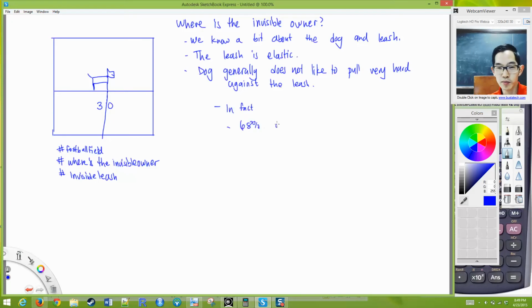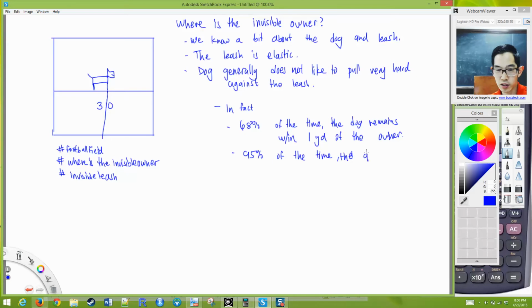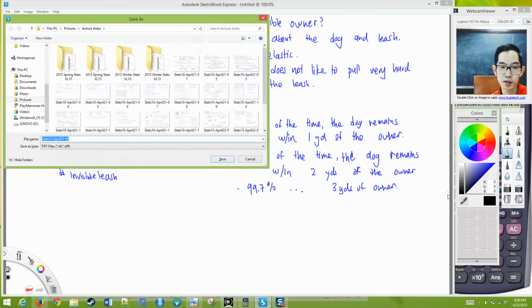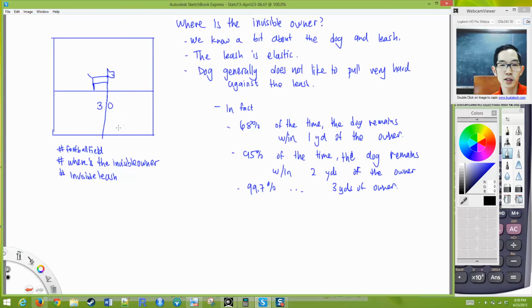In fact, 68% of the time, the dog remains within 1 yard of the owner. Okay, and 95% of the time, the dog remains within 2 yards of the owner. Okay, and 99.7% of the time, within 3 yards of the owner. Okay. All right, so based on this, if we see the dog located at the 30-yard line, what can we say about the location of the owner?